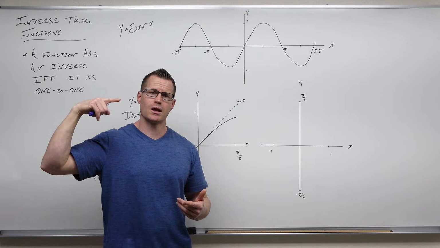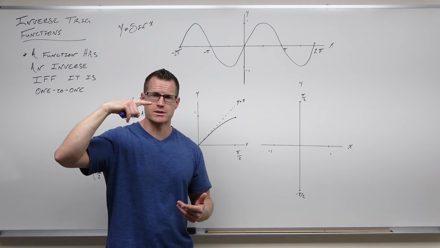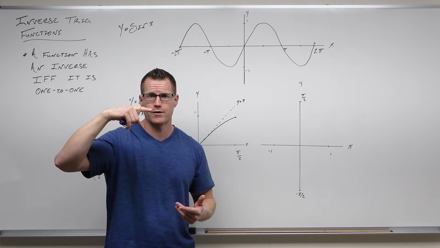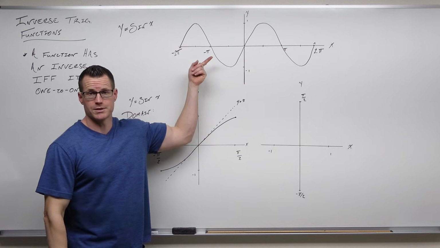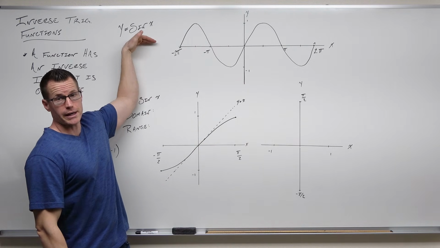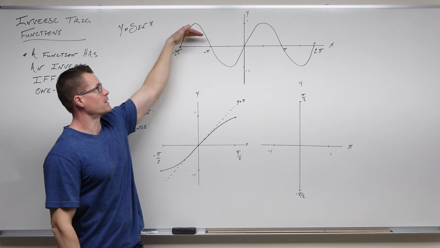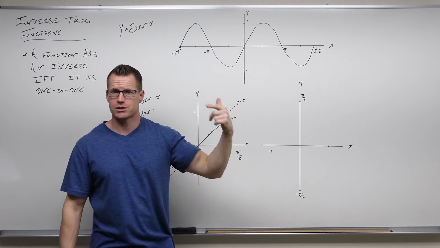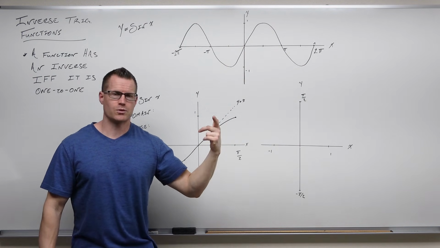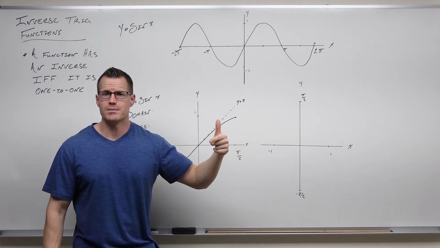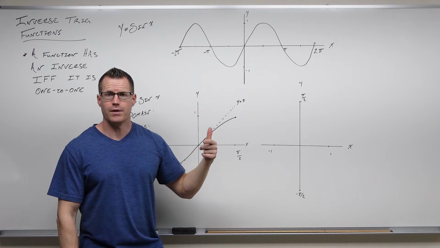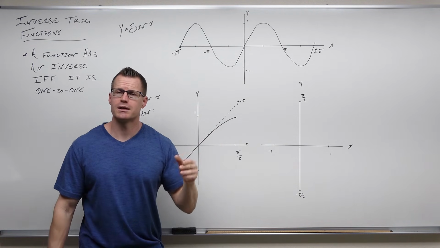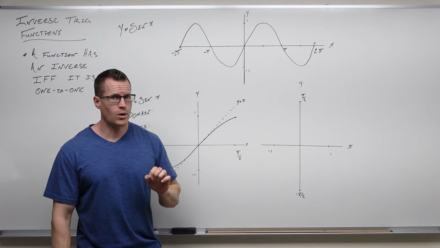So imagine a horizontal line. If it hits your function at more than one spot, you don't have a one-to-one function. You have a function, but not a one-to-one. Here we've got problems. If we imagine a horizontal line, we hit outputs here and here and here and here, and every so often, twice a period, we get the same exact outputs. That would be a very, very big issue because we do not have a one-to-one function in sine.